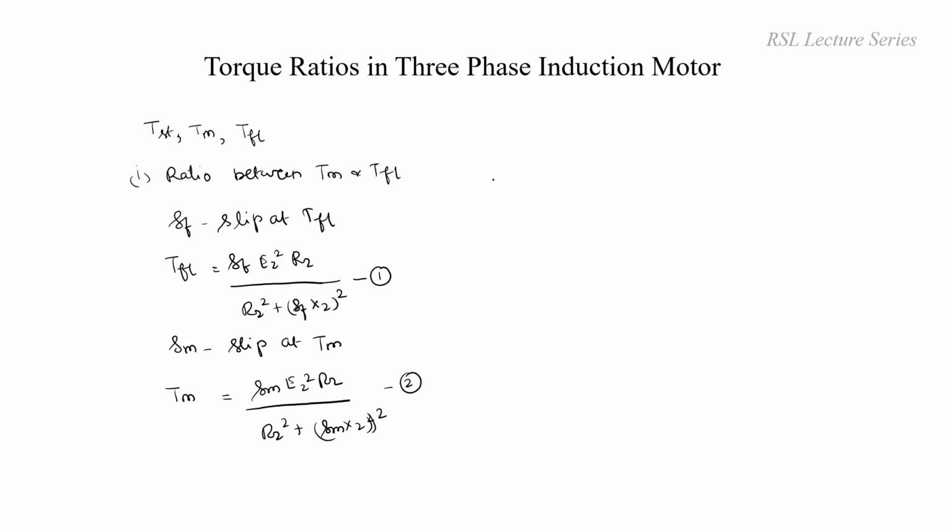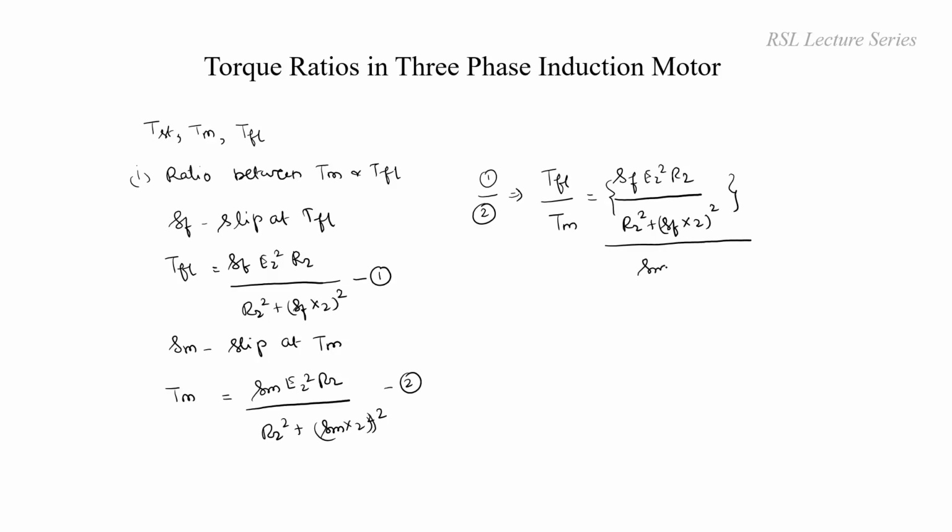Now we will divide equation 1 by equation 2, that is, full load torque divided by the maximum torque. Full load torque is SF E2 square R2 divided by R2 square plus (SF X2) whole square. This whole term will be divided by Sm E2 square R2 divided by R2 square plus (Sm X2) whole square. To divide these two terms, the numerator term can be multiplied by the reciprocal of the denominator, as we all know.